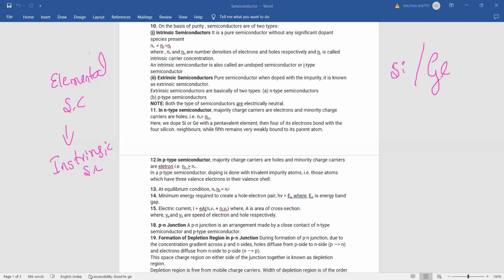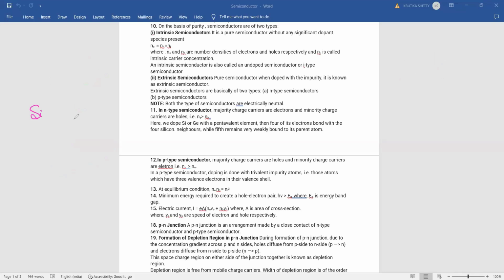Next we have the extrinsic semiconductor. The question comes: when we have intrinsic semiconductors, why are we dividing further? Because silicon and germanium exist naturally as intrinsic, or pure, semiconductors. These semiconductors are of limited practical use; they are not that suitable.